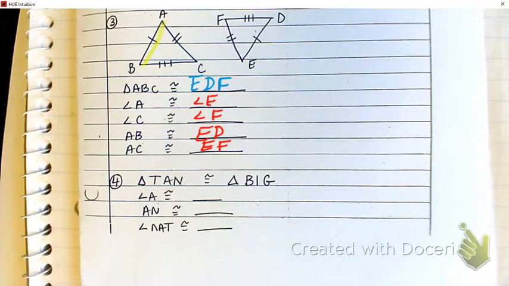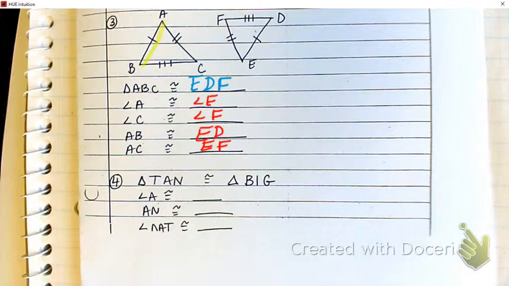Okay. All right, then we have triangle TAN is congruent to triangle BIG. Well, I don't see the triangles, but that's okay. I don't have to see the triangles to be able to pick out what goes together. I can look at the way that they wrote this statement. This is called a congruence statement. If it ever asks you to write a congruence statement, that's what it's asking you to write. I can look at that though and answer the questions without the triangle.